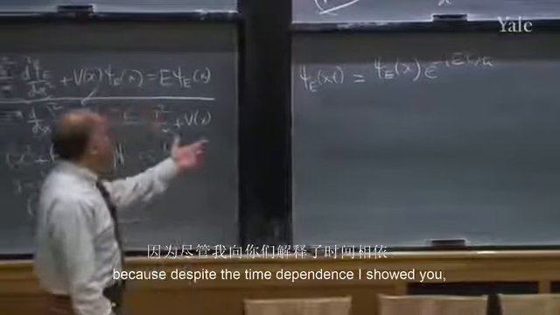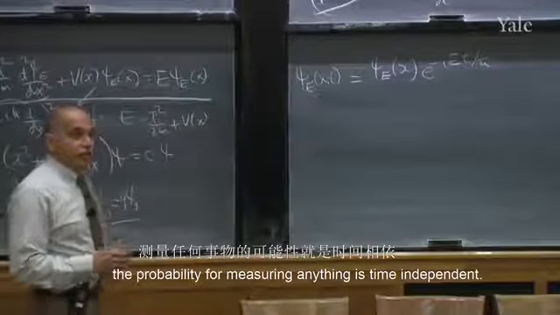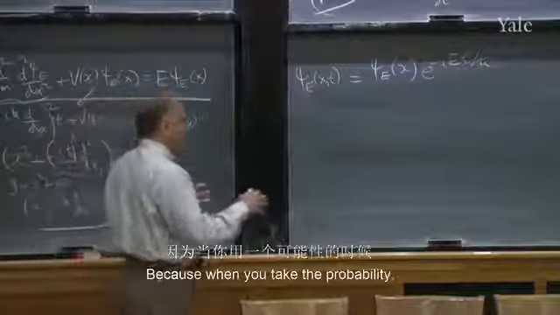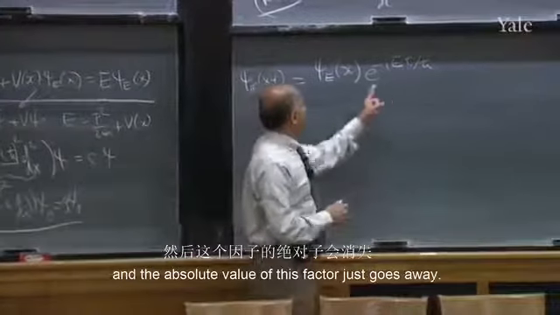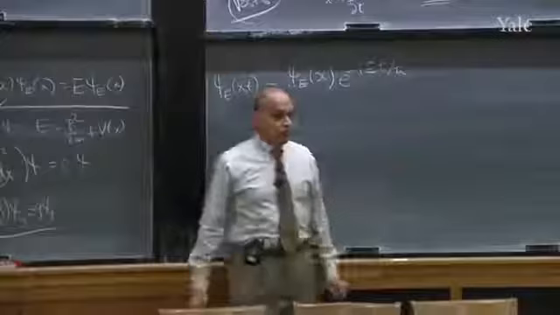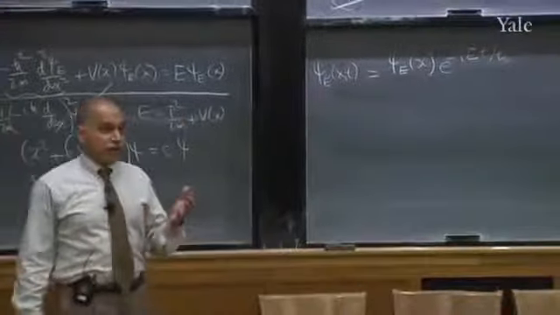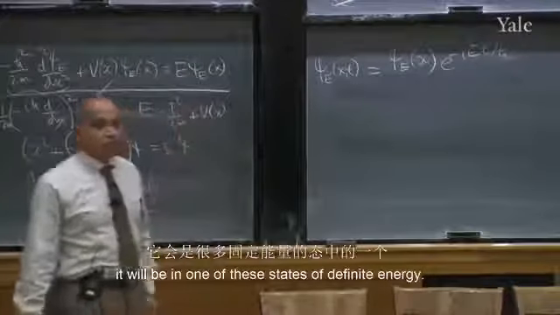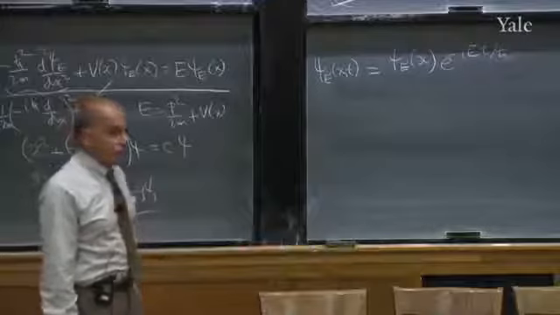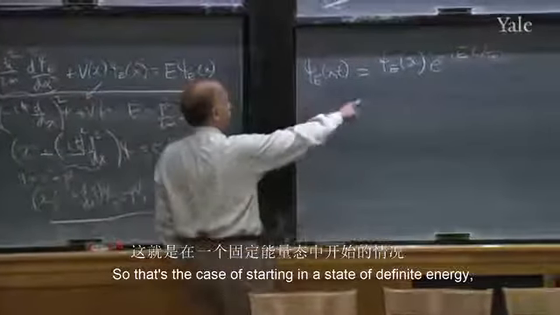Because despite the time dependence I showed you, the probability for measuring anything is time independent. Because when you take the probability, you find the absolute value of some integral, and in that absolute value, this factor just goes away. So it's time independent. That's why we're very interested. If you want an atom, and the atom has been sitting for a long time, it'll be in one of these states of definite energy. So that's the case of starting in a state of definite energy.